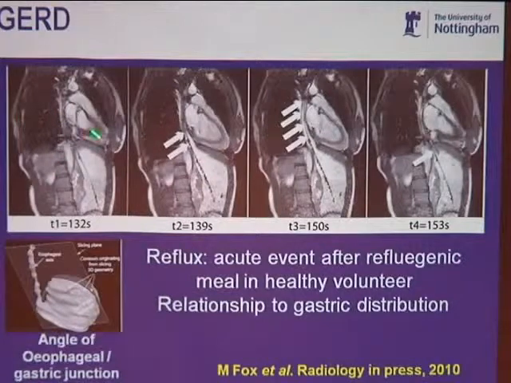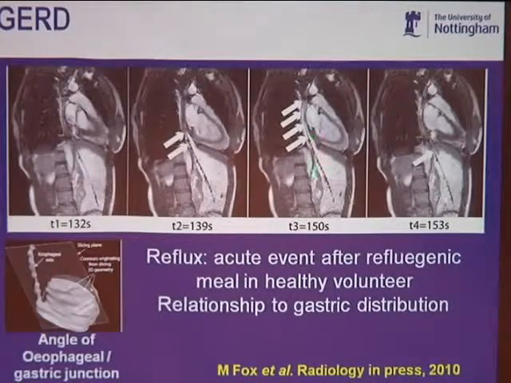There's their spine, there's a lung and heart, and this is their esophagus, and this is their stomach. And you can see in this case there's a manometry tube running right down their esophagus into their stomach. And this is a healthy volunteer having eaten a meal that's refluxogenic, so it would have been a fatty meal that doesn't empty very quickly.